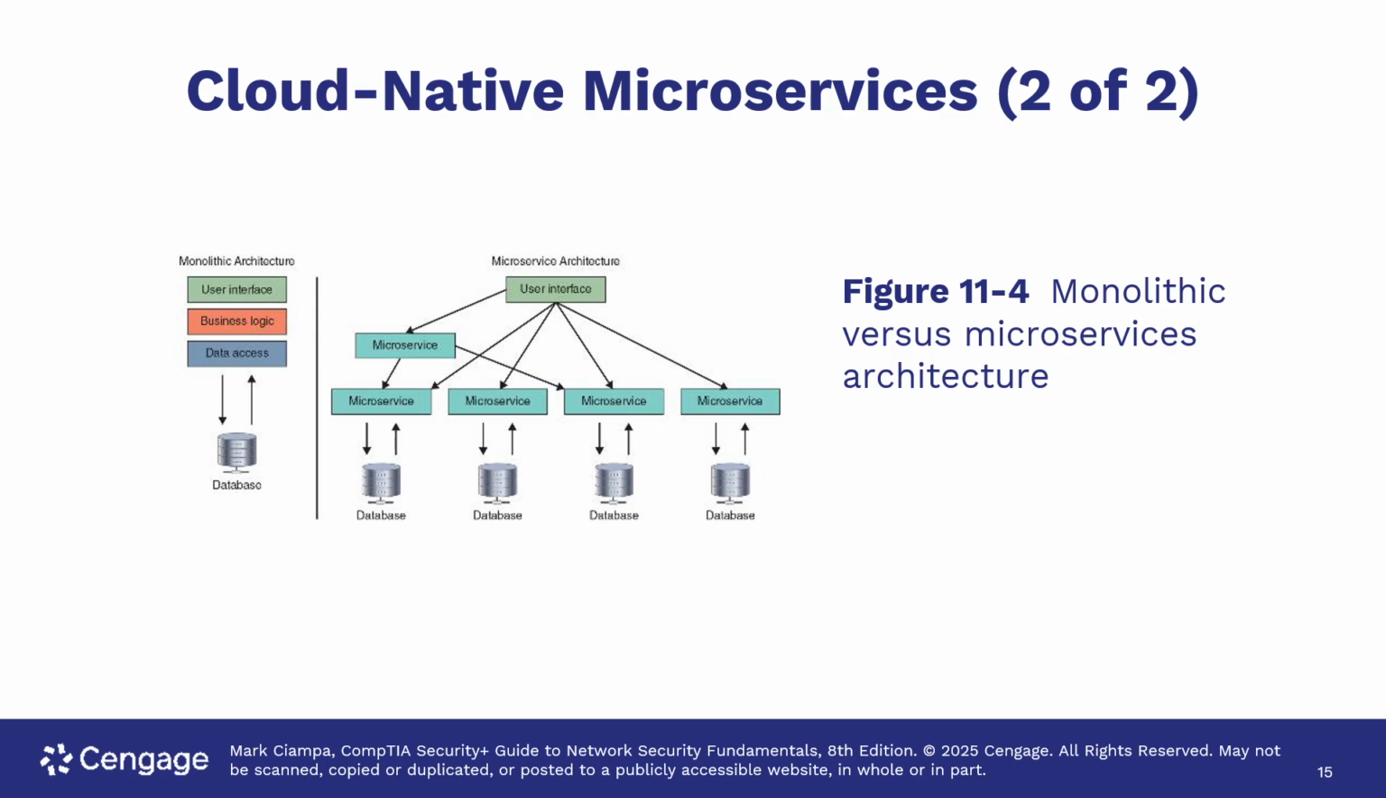Here's a picture example of monolithic versus microservices. On the left side you see one central entity, monolithic architecture. You have the user interface, the business logic, the data access. Whereas in a microservice architecture, you have that user interface, but then it connects to a microservice, then to another microservice, and then to another microservice and another one. So you have several databases. So it's basically spread across multiple machines.